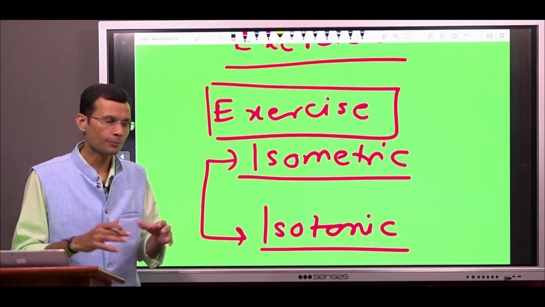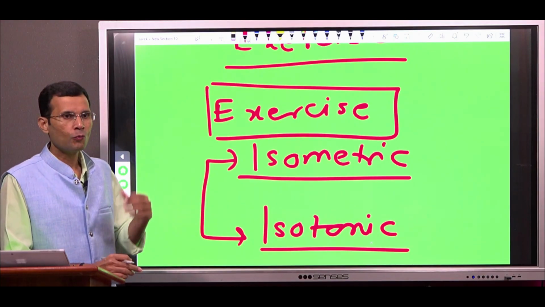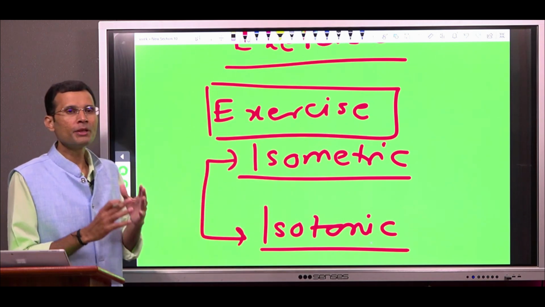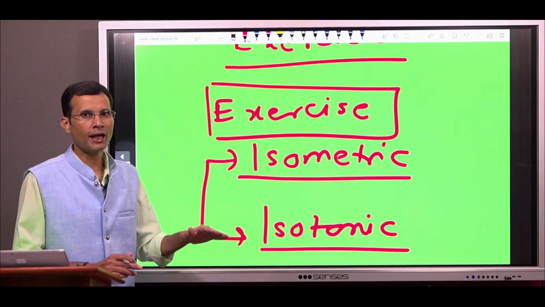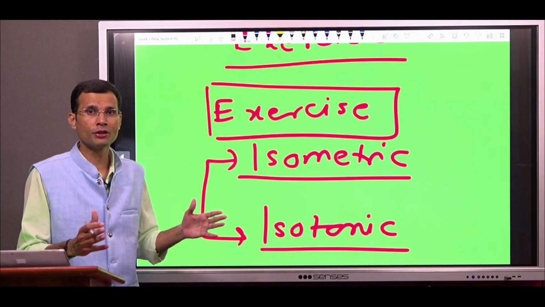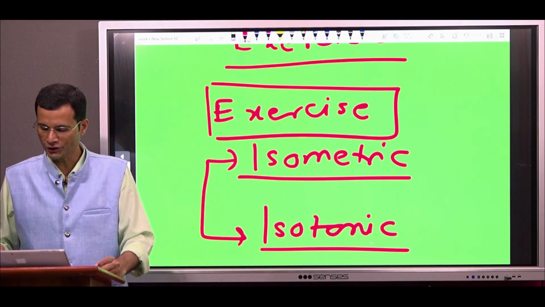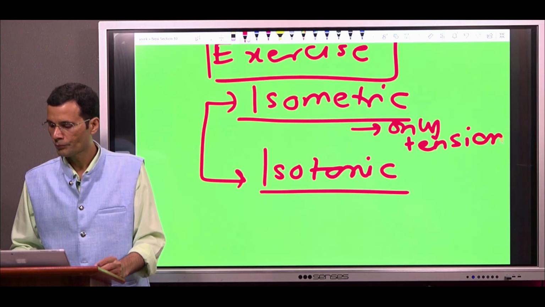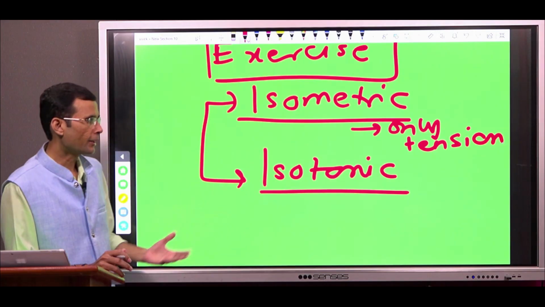That's the muscle contraction. So, when we say isometric contraction, what does it mean? One of the two things is happening. Isometric means length remaining the same. That means no shortening of the muscle happens. Muscle does not shorten. So, what is the other thing that is happening in the muscle contraction? Yes, tension generated. So, isometric contraction means only tension generated in the muscle, no shortening. That's isometric contraction.